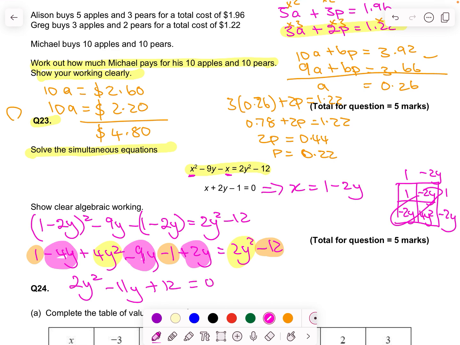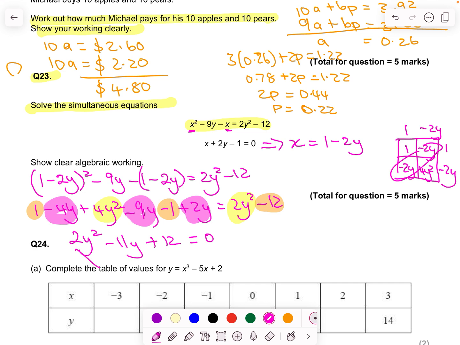equals 0. I can't divide them all by 2, so I've got to leave it like that and factorise from there. So let's do this. So 2 times 12 is 24. So I'm looking for two numbers that multiply to make 24, but add to make minus 11, and that would be minus 8 and minus 3.